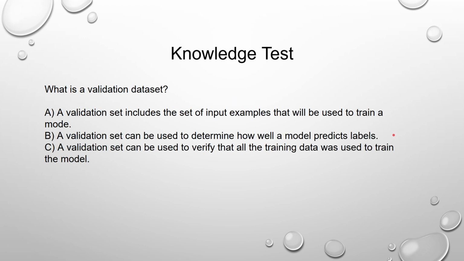Now, next question. What is a validation dataset? A validation dataset includes the set of input examples that will be used to train a model. So that is incorrect. Then it can be used to determine how well a model predicts a label. Then the third option is to verify that all the training data was used to train the model. So the correct option is option B. It can be used to determine how well a model predicts a label.